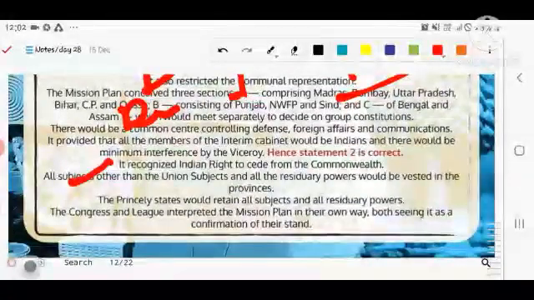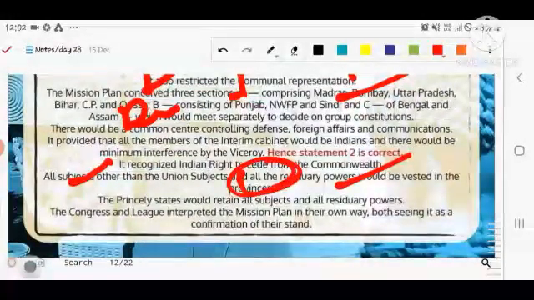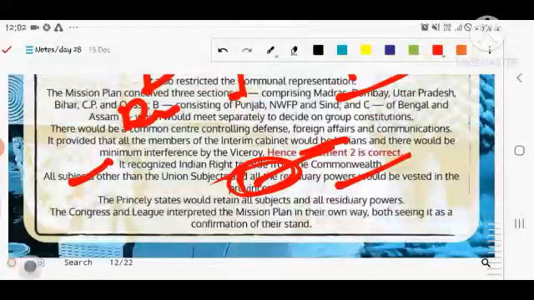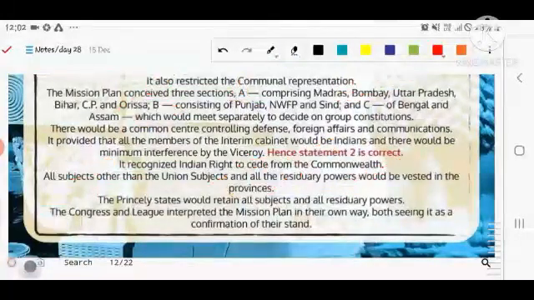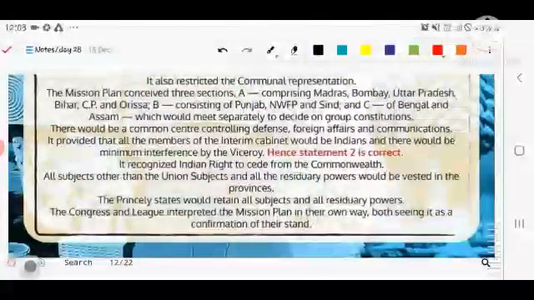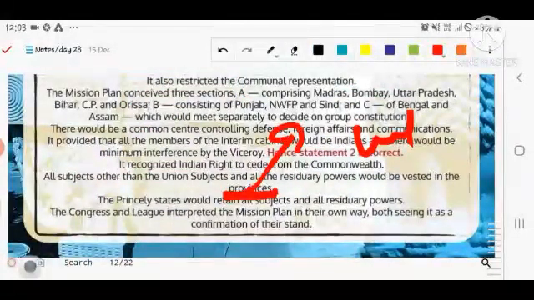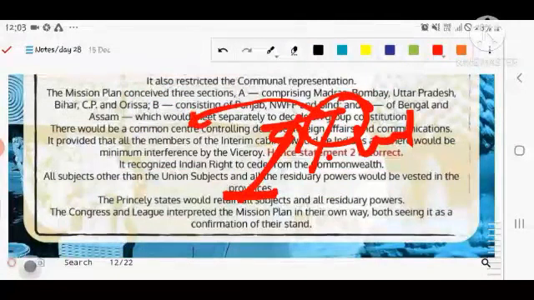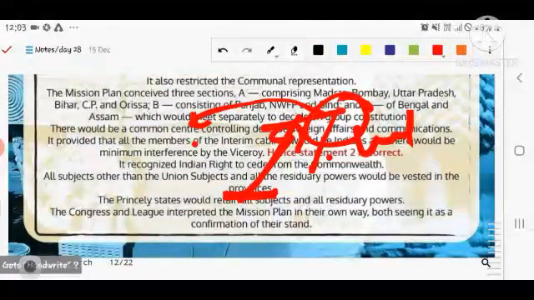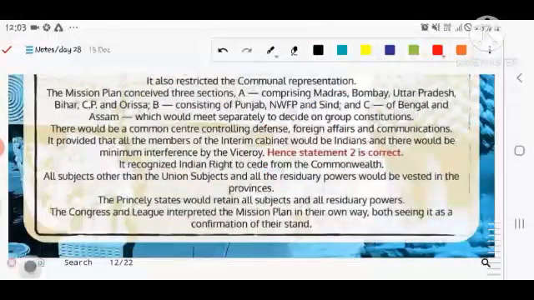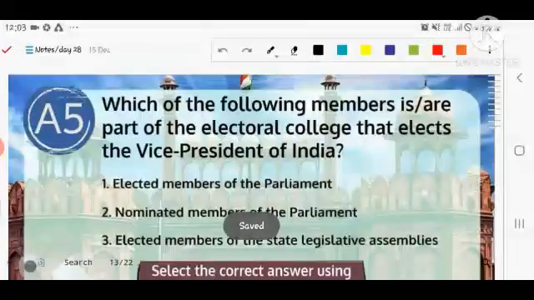The union subjects and all residuary powers should be with the provinces, and Muhammad Ali Jinnah also wanted that the autonomy should be with the provinces. They are called provinces, but we call them states, because provinces are much more autonomous and much nearer to the union government. For example, provinces are also called that in Canada, where a more union structure is found. But in India they are called states, and in the USA also there are states.